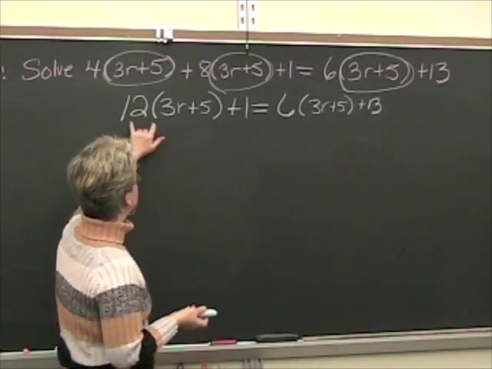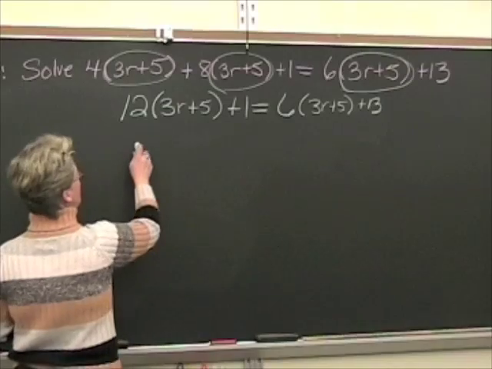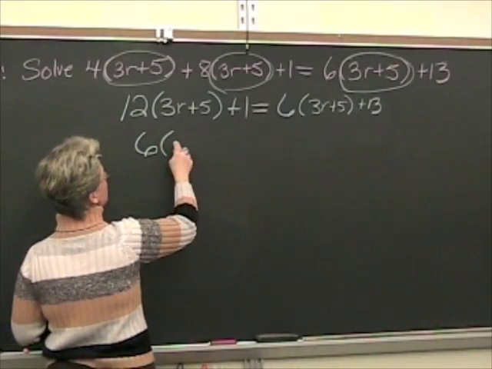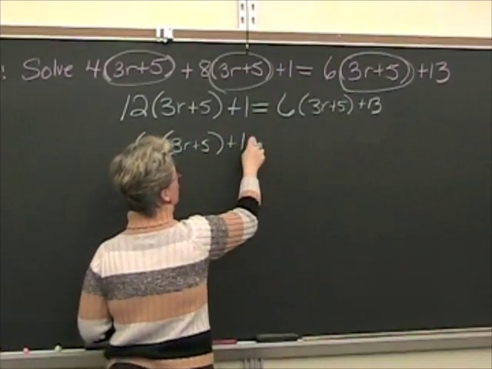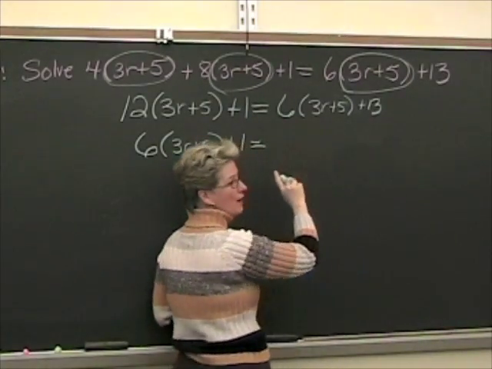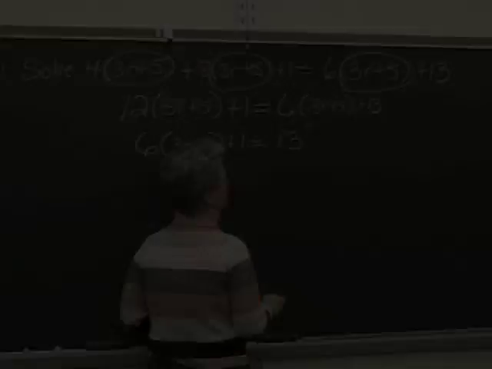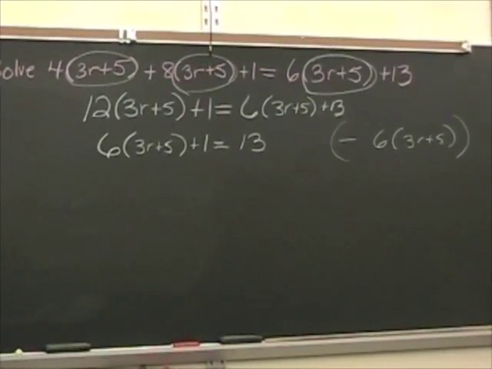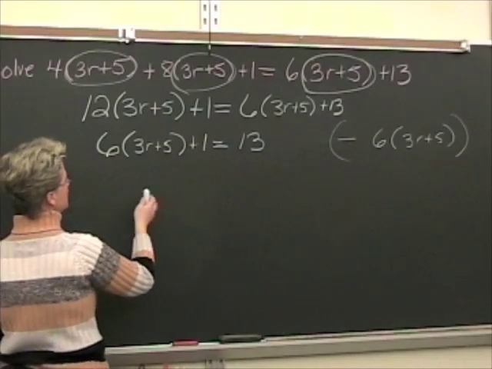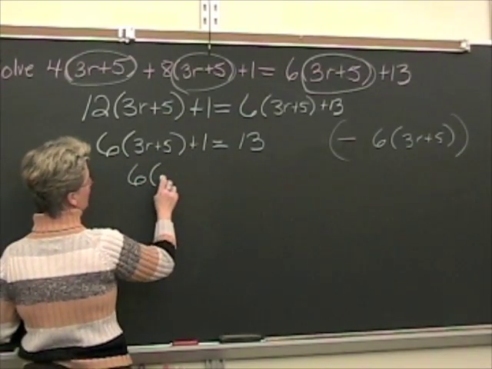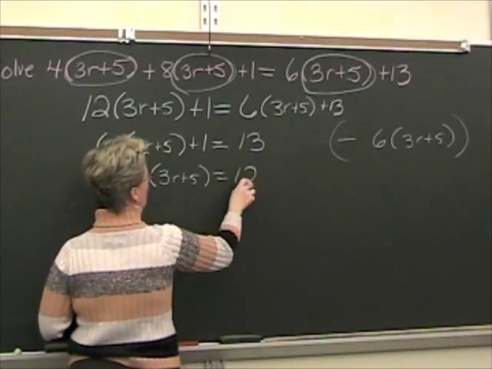And when I do that, if I take 12 quantities of 3r plus 5 minus 6 quantities of 3r plus 5, I will get 6 quantities of 3r plus 5 plus 1 is equal to, then that will go away when I subtract it, and I will be left with 13. Right now, the next thing we're going to do is subtract 1 from both sides of the equation. And that will leave me with 6 quantities of 3r plus 5 is equal to 12.